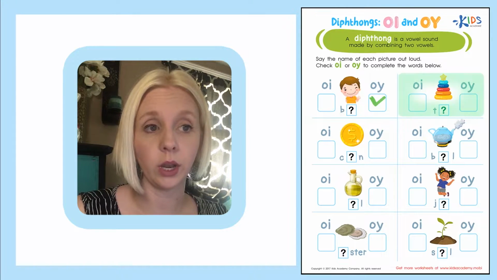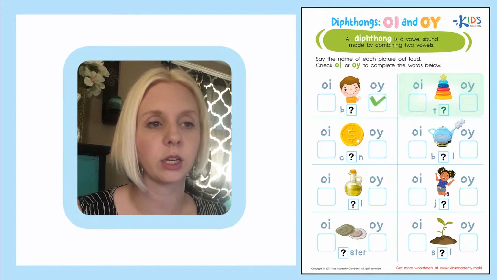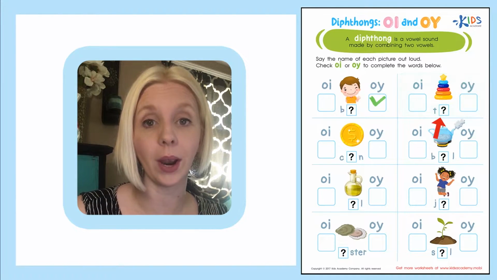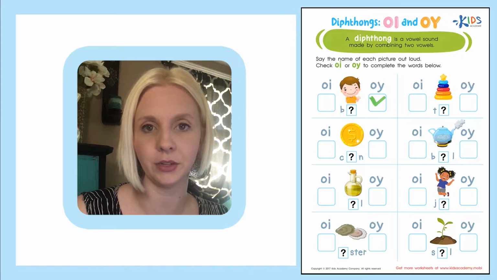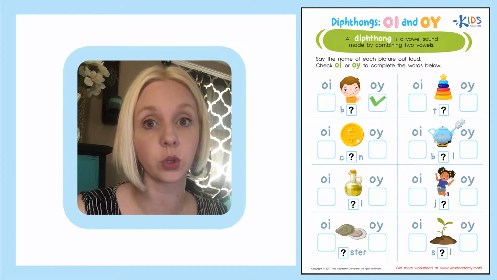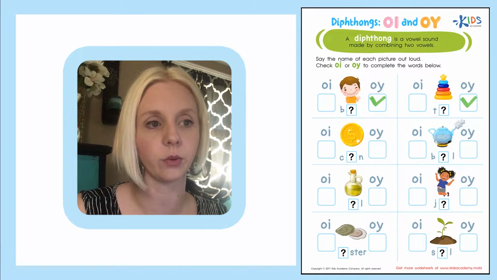And then the next one is a picture, and it looks like a little kid's toy. It's a t-oy. Is it the beginning, middle, or end of the word? T-oy. It's at the end of the word. So normally we're going to check oy for the end of the word, okay?